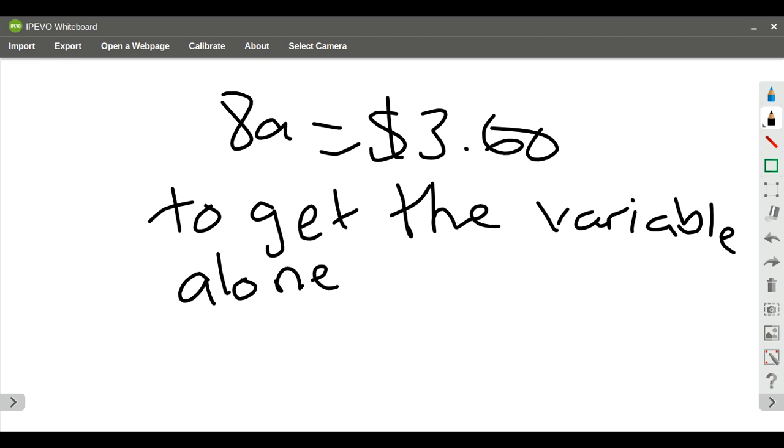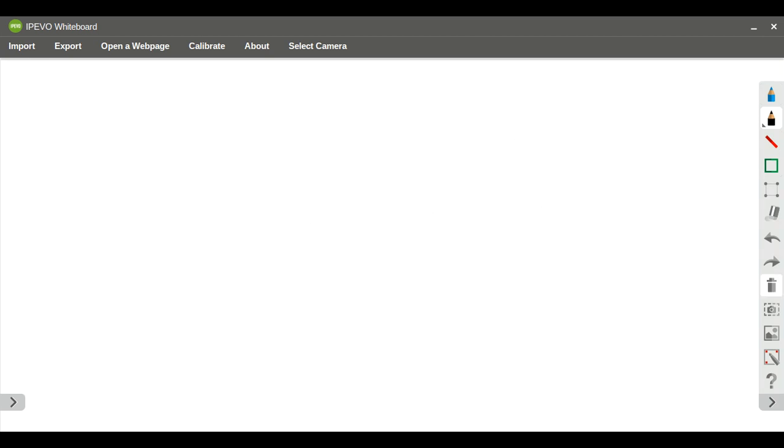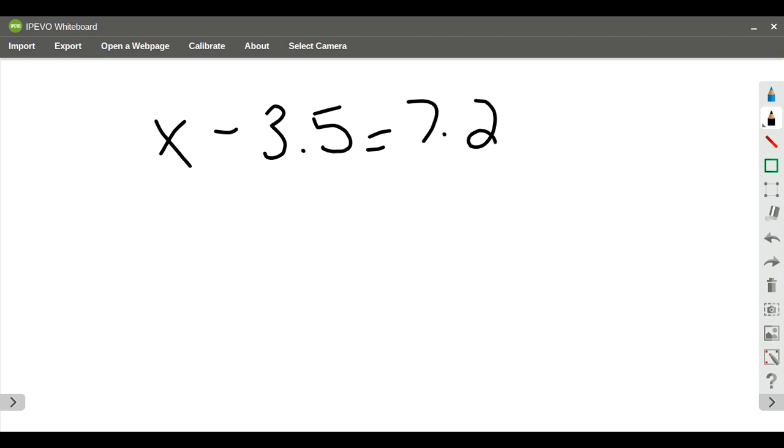Number 2, Johnny says that he solved the equation x subtract 3.5 equals 7 and 2 by adding 3.5 to the left side of the equation. So what he did here was he added 3.5 to the left side of the equation. Is Johnny correct? So think about it. Share your answer.